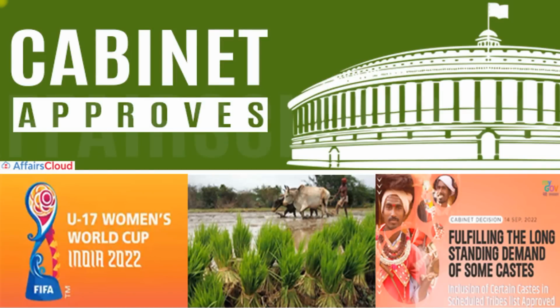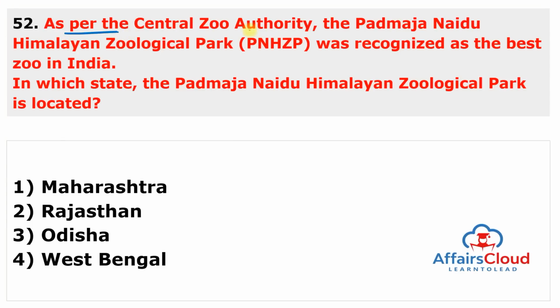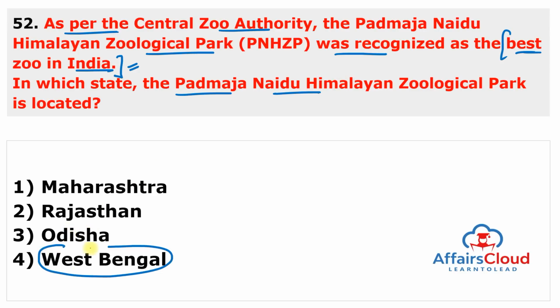Moving to next question. As per the Central Zoo Authority, the Padmaja Naidu Himalayan Zoological Park was recognized as the best zoo in India. This is the keyword, best zoo in India. In which state is this Padmaja Naidu Himalayan Zoological Park located? This is located in West Bengal. So, answer of this question is 4 and exact area is Darjeeling. So, remember, exact area is Darjeeling in West Bengal and it has been recognized as the best zoo in India.